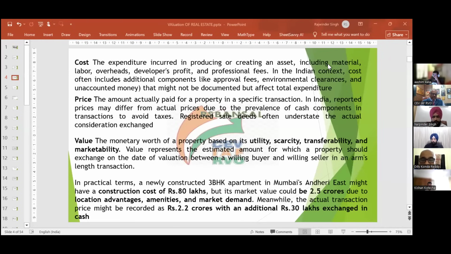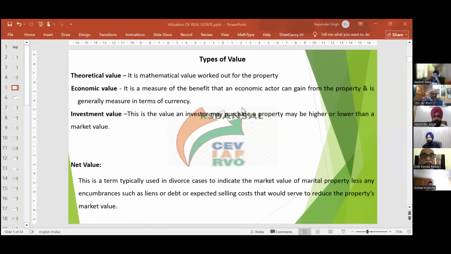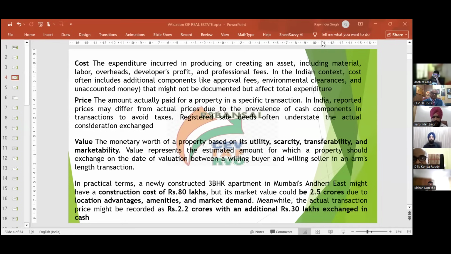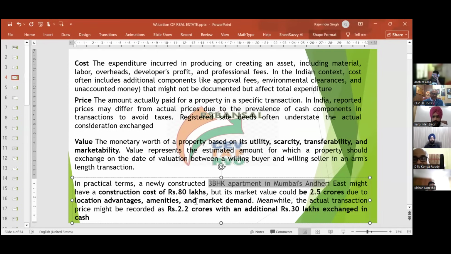So I think it is clear to you what is the difference between cost, price, and value. Sir, can you repeat the example? So let us suppose that a developer developed a 3 BHK apartment in Mumbai and he spent an amount of 80 lakhs over it. This is cost. But the market value would be 2.5 crore.